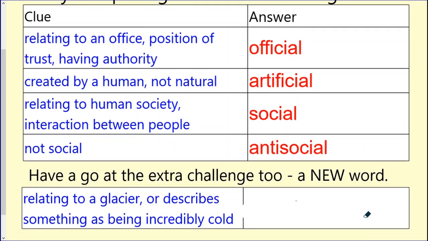And then your new exciting word was glacial. Okay, well done if you got that right. There was a bit of a clue there, wasn't there, in the clue. It was like a double clue there for you. Okay, moving on.